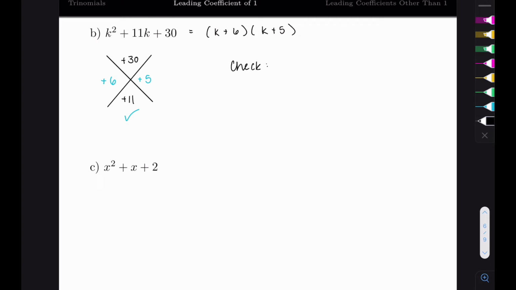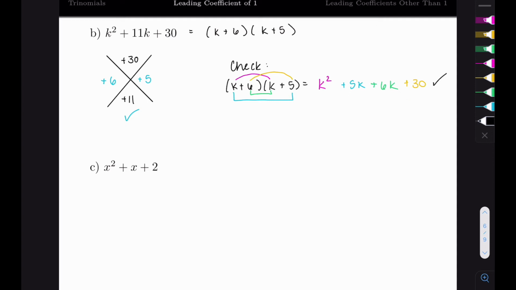And for one last time, we're going to check by FOILing out. So we take k plus 6 times k plus 5. First terms give us k squared. Outer term gives us 5k. Inner term, 6k. And then last term is 30, which indeed will simplify to k squared plus 11k plus 30.